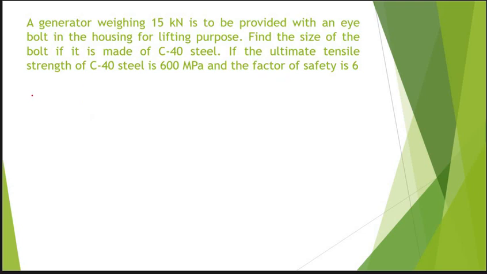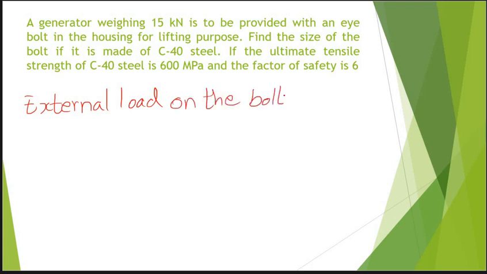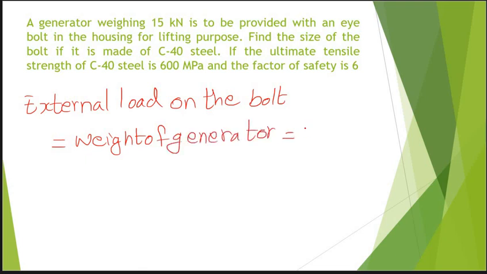So the given parameters are: external load acting on the eye bolt. External load on the bolt is equal to weight of generator, which is equal to 15 kilonewton, or 15 into 10 raised to 3 Newton. Now we are using one eye bolt for lifting this generator. We have to find the size of this eye bolt.